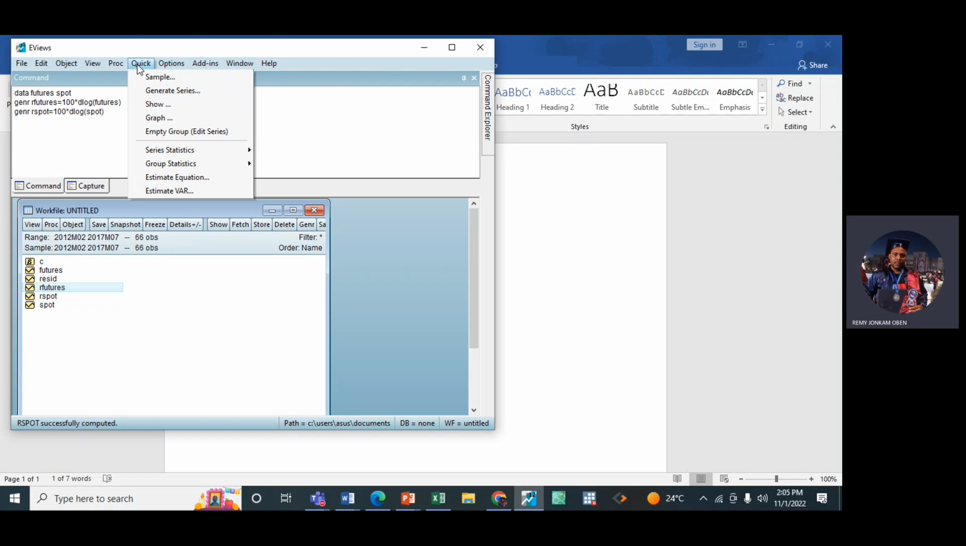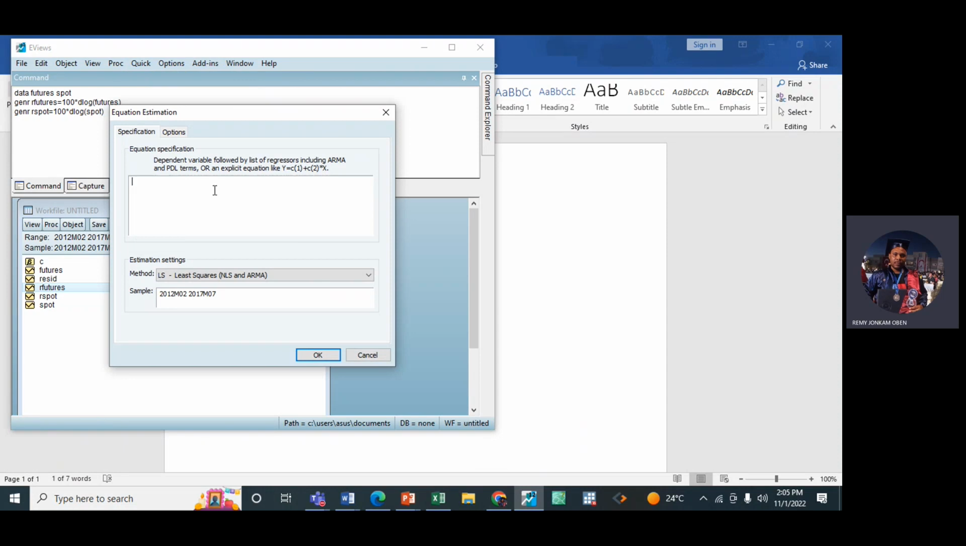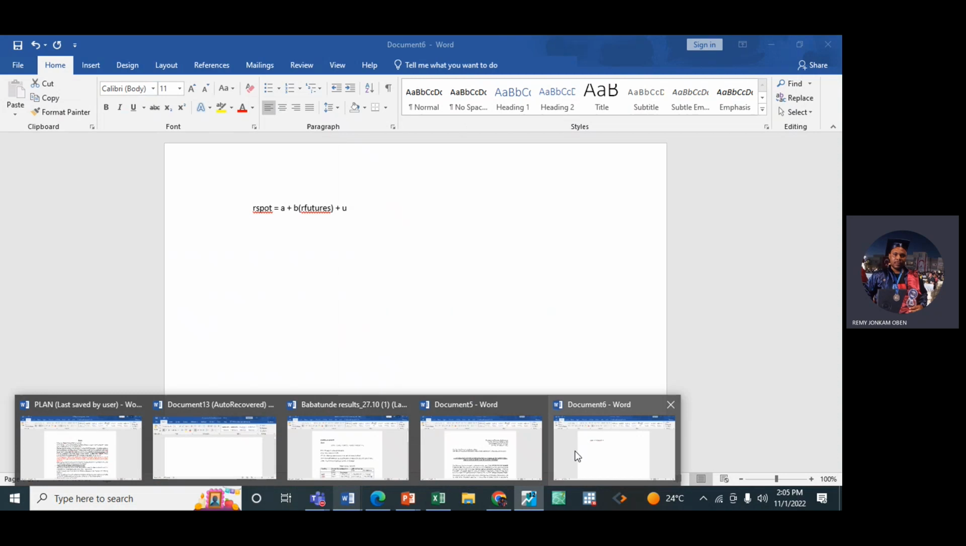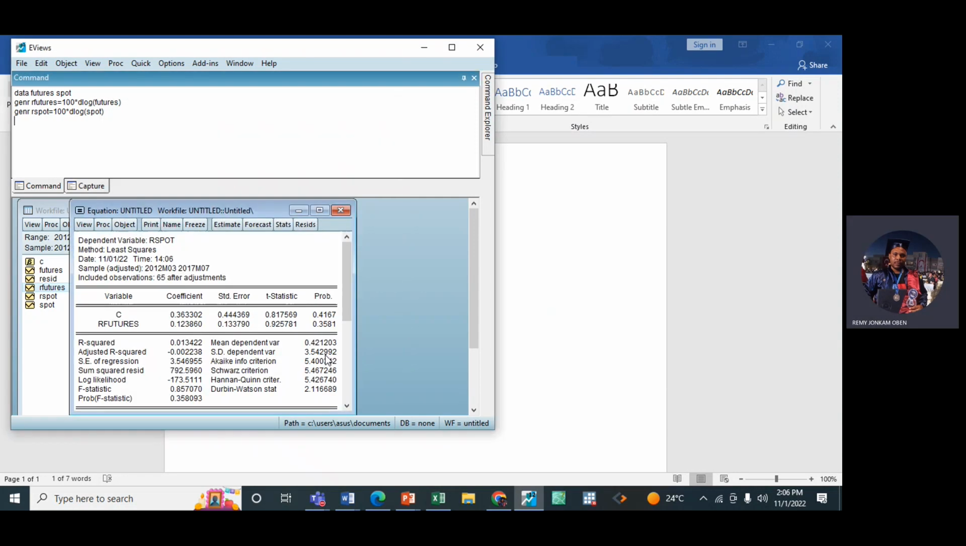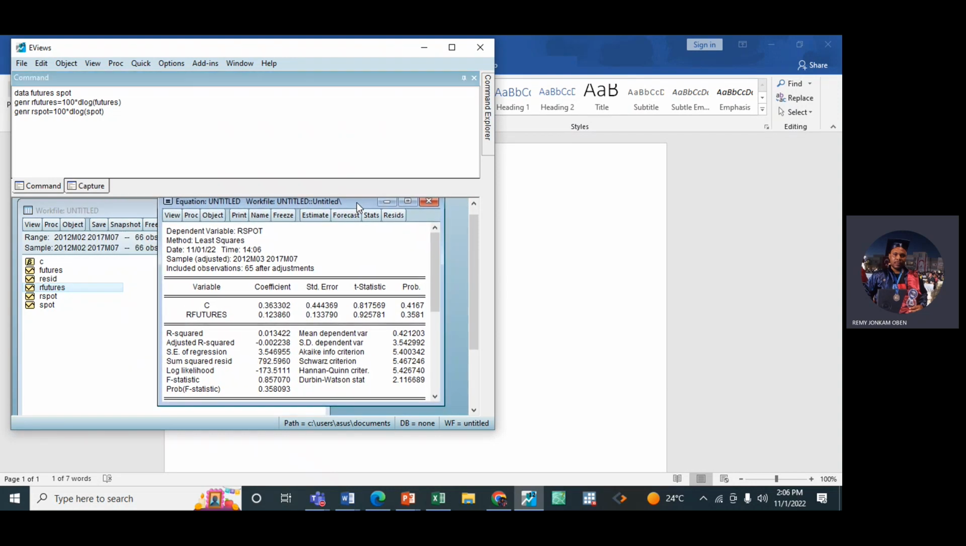Guys, come to quick estimate equation, and then you have this page. In this page, you write out what you want to estimate, starting with your dependent variable. So this is our equation we want to estimate. Our dependent variable is Δspot, so I'll write Δspot. Next, I'll put a constant, and I'll write the independent variable Δfutures. I don't change anything here. I just click OK, and I get my coefficients, right? Now, these are our coefficients.